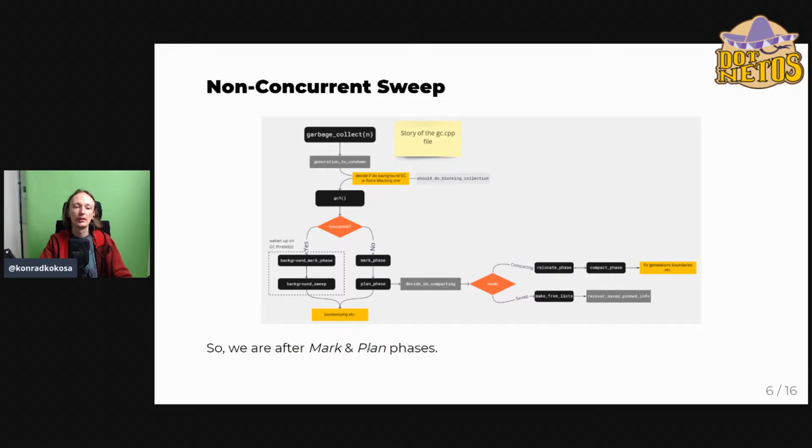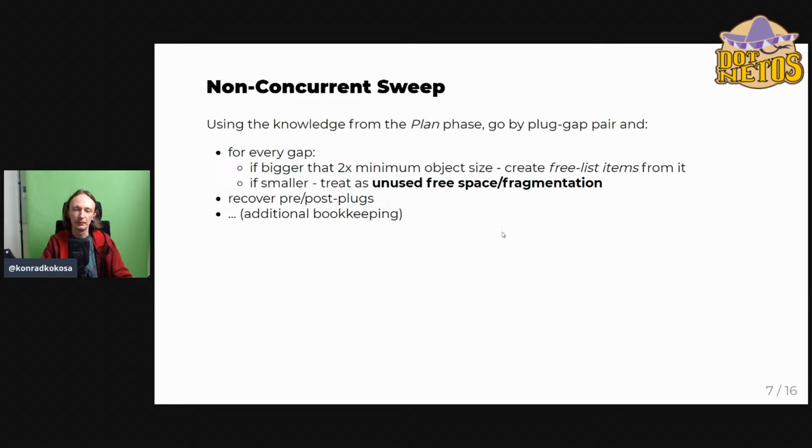So what's really important here is that in case of non-concurrent sweep, we are after the plan phase. So we have the whole information that the plan phase has calculated, in details described by me two weeks ago. So non-concurrent sweep will be just using the knowledge from the plan phase. And if you remember, there is this concept of plug and gap pair. So we always have the plug and gap treated together as a pair. And then we simply go plug and gap pair by pair.